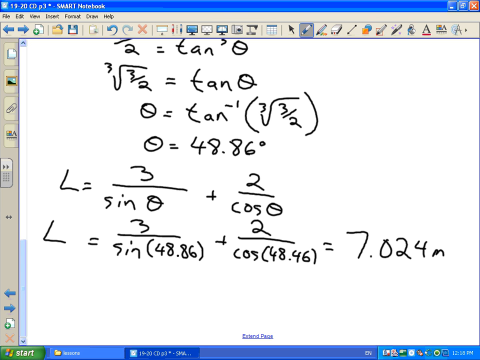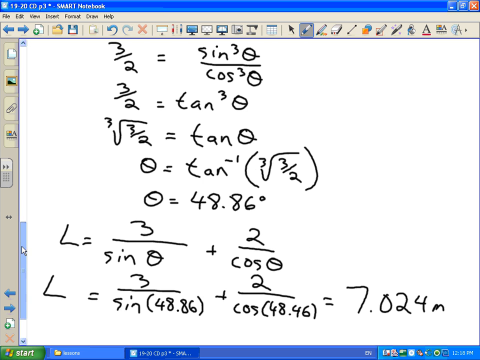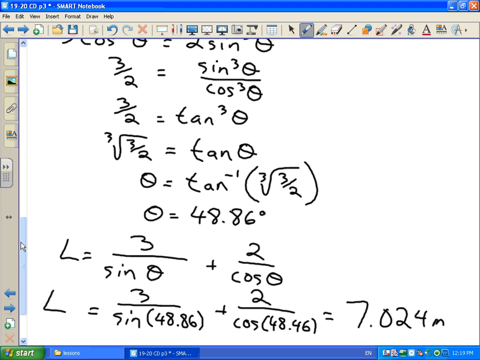Okay. I've skipped the step of checking that this actually gave us a minimum using the second derivative. But the important thing here is how you get that original expression that you have to take the derivative of, and how you solve it by turning our sines and cosines into this tan function that you can then do the inverse tan on. Okay? And that's the end.